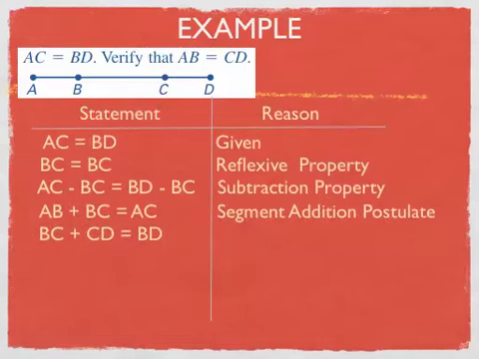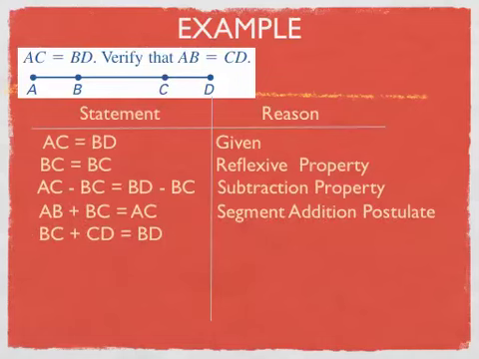Using this information, I'm going to be able to use the subtraction property. From the last statement, the ones that say AB plus BC equals AC and BC plus CD equals BD, what I've done to both of those is I've subtracted BC from both sides. So notice now BC is being subtracted from AC and subtracted from BD. Because of the subtraction property of equality, I can subtract the same thing from both sides, and I will still have an equivalent equation.